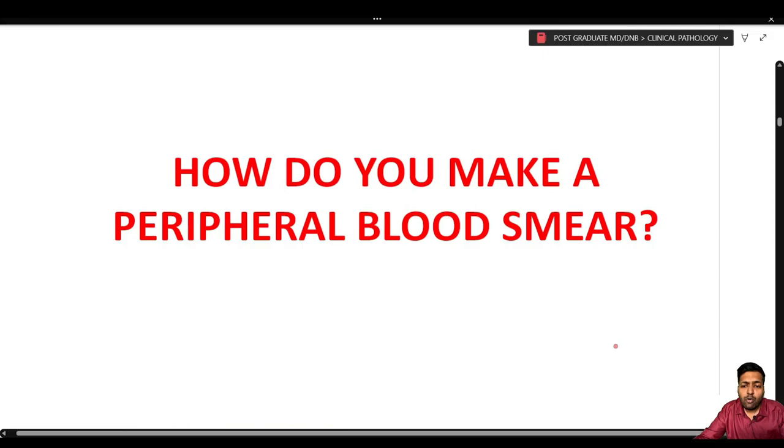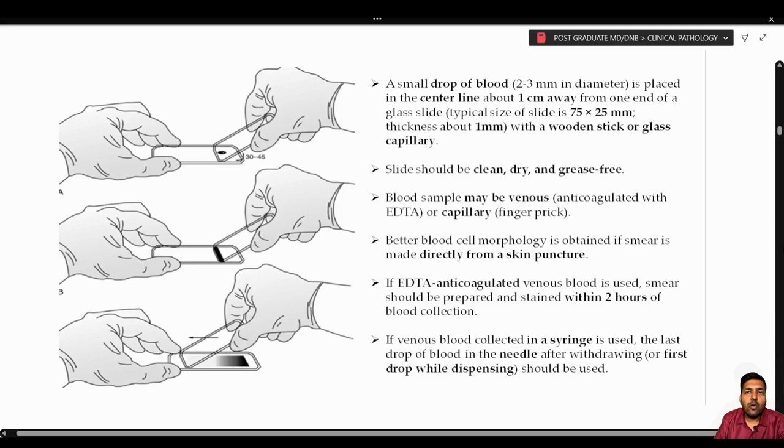So let us try and understand this point. To prepare a peripheral blood smear, you take a small drop of blood, around 2 to 3 millimeter in diameter, and place it in the center line about 1 centimeter away from one end of the glass slide. So you can see you have taken a drop of blood over here, exactly around 1 centimeter from one of the ends.